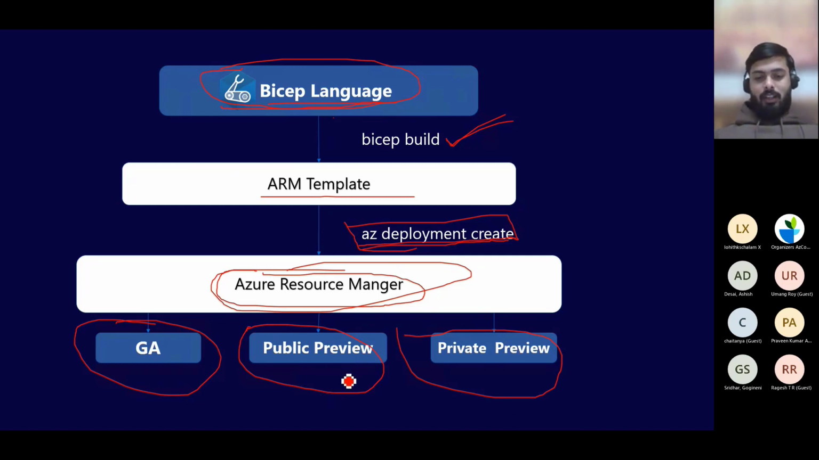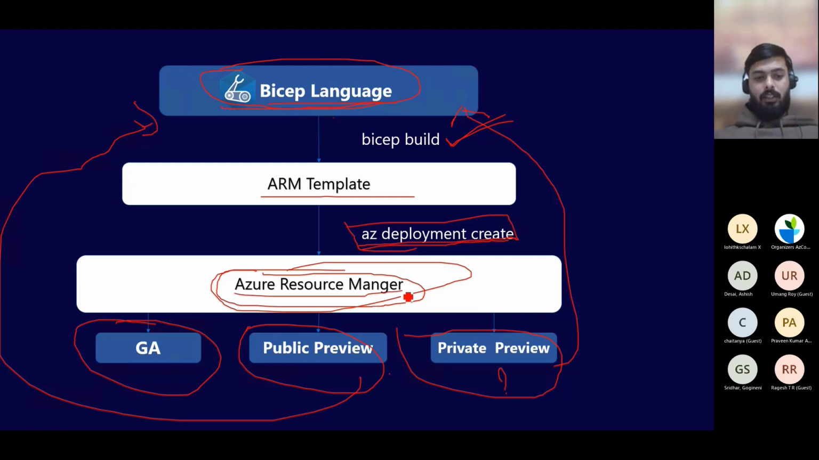So it is any which way. It is conditional. If you are part of the private preview, then definitely you can deploy that particular resource using your Bicep template. Even if there is anything in public preview at this point of time, you can deploy that using Bicep because it is totally integrated with ARM.